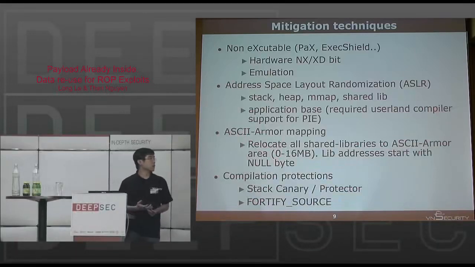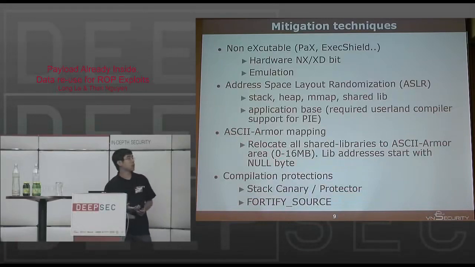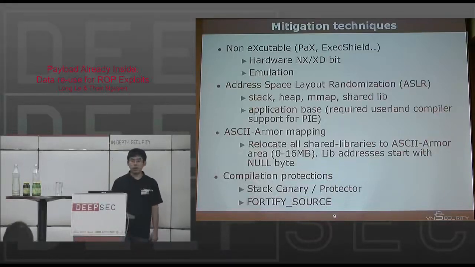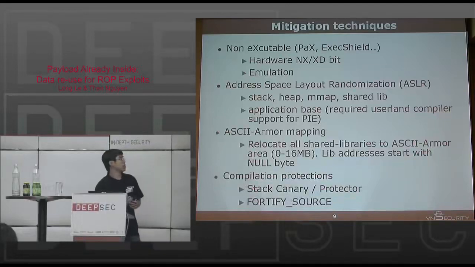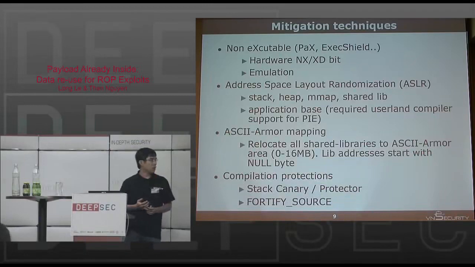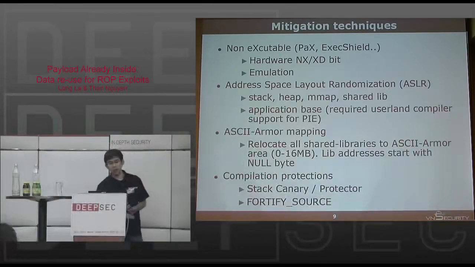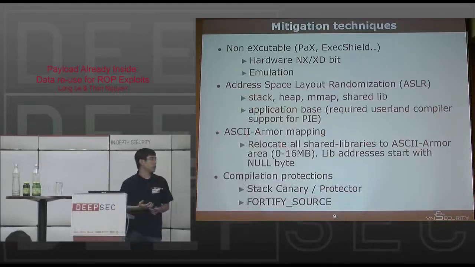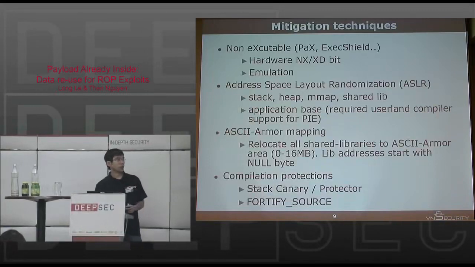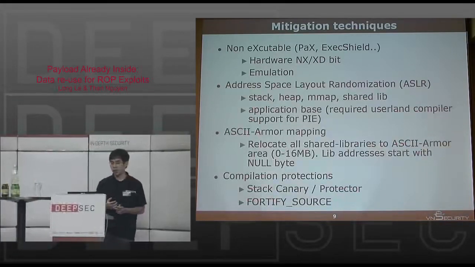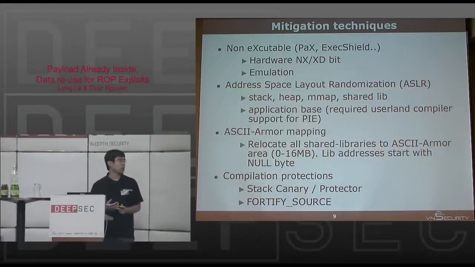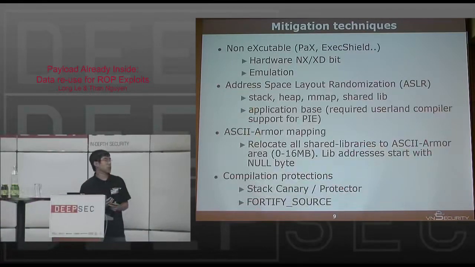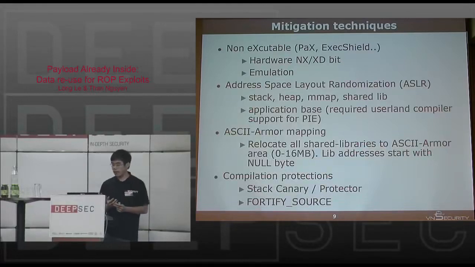There is address space layout randomization, ASLR, which supports randomized mapping of the stack, heap, memory mapping, shared libraries, and also the application base, which requires compiler support with PIE. Like Exec Shield from Red Hat, they also introduced ASCII armor mapping, where all the shared libraries are relocated in the ASCII armor area, which is the first 16 megabytes. This means the library addresses start with a null byte, which stops having the null byte in the return, so it blocks return-to-libc kind of attacks.